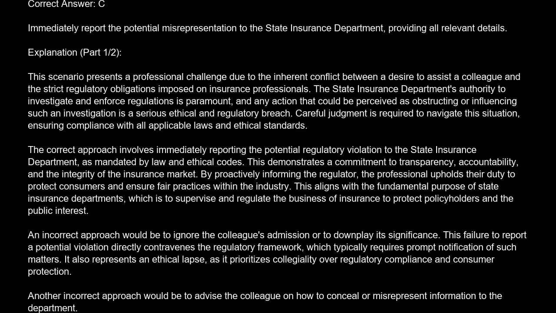An incorrect approach would be to ignore the colleague's admission or to downplay its significance. This failure to report a potential violation directly contravenes the regulatory framework, which typically requires prompt notification of such matters. It also represents an ethical lapse, as it prioritizes collegiality over regulatory compliance and consumer protection. Another incorrect approach would be to advise the colleague on how to conceal or misrepresent information to the department.